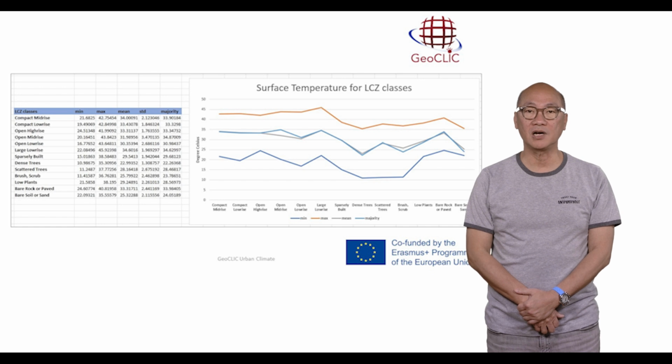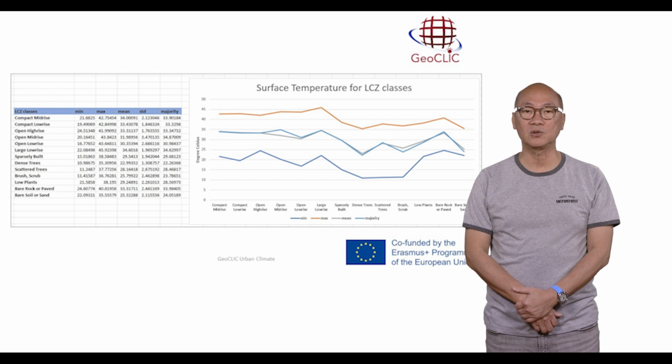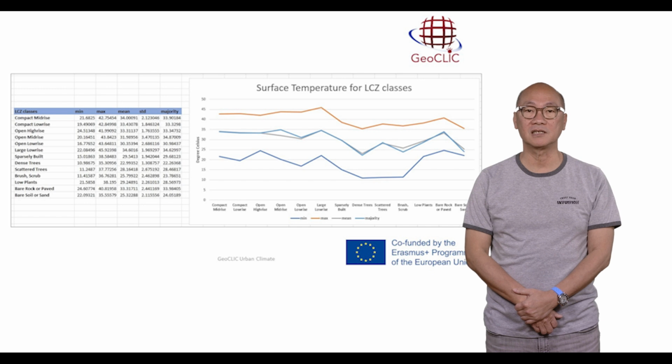There is no real high-rise area in Brussels. We can see that the class of large low-rise, which has few or no trees and is mostly paved, generated the highest temperatures among all classes. In Practical 2, you will practice the use of the online local climate zone toolbox to generate a classification map, and repeat the exercise as shown here.